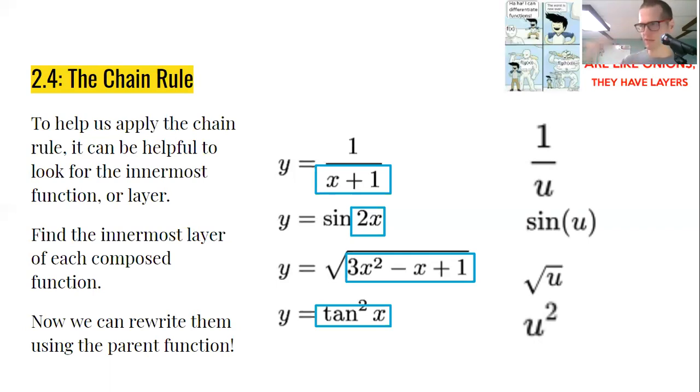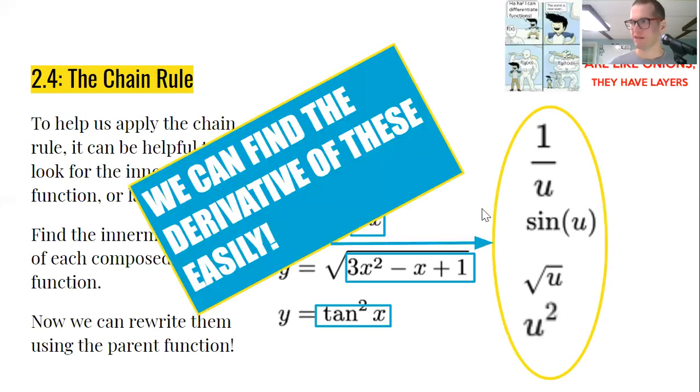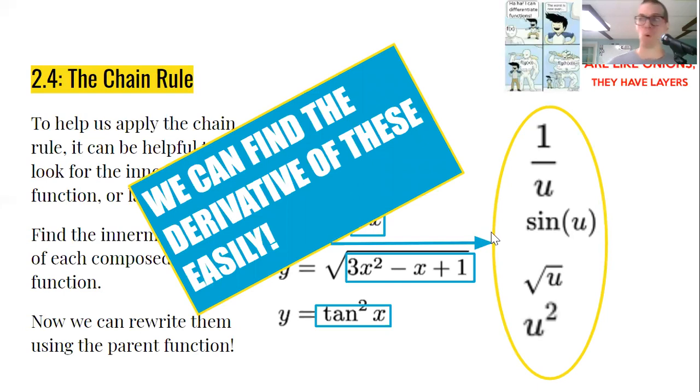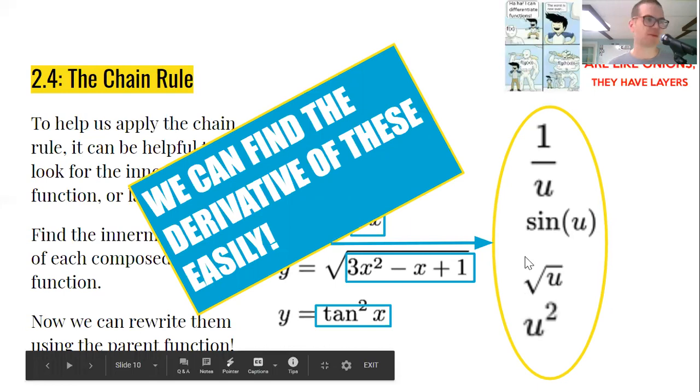So the chain rule helps us rewrite stuff so that we can go from there. Again, we can find the derivative of these, I should say, more easily, because these look like the rules that we've been using, okay?